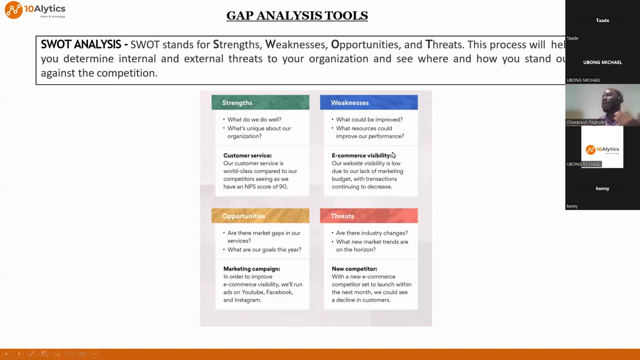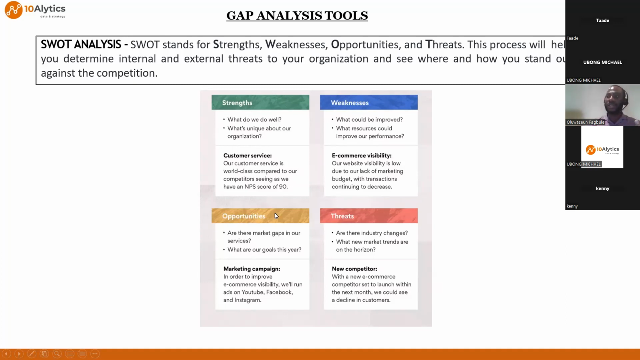So you're saying, as a Jumia business analyst, our website visibility is low due to our lack of marketing budget, with transactions continuing to decrease. So maybe the marketing budget is a bit low. Therefore, there's really not much visibility on your e-commerce website compared to Amazon, for example, that has a large marketing budget, and they can advertise their products and all of those things. So that's the weakness that you've been able to identify as part of your gap analysis.